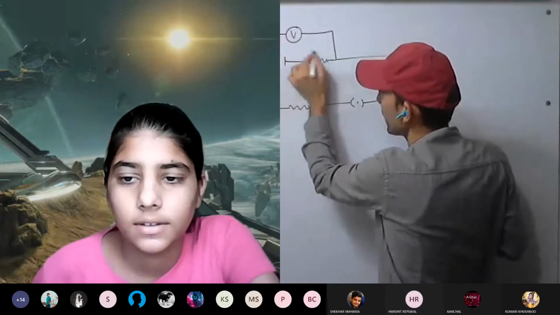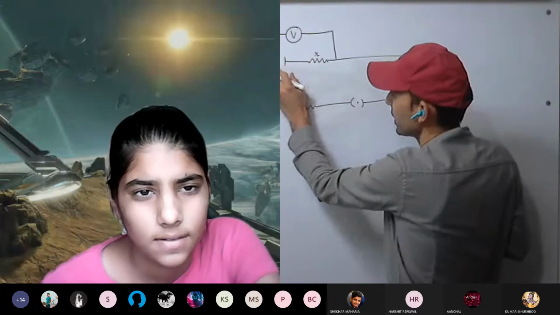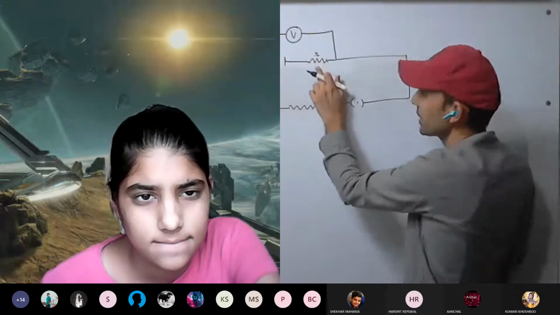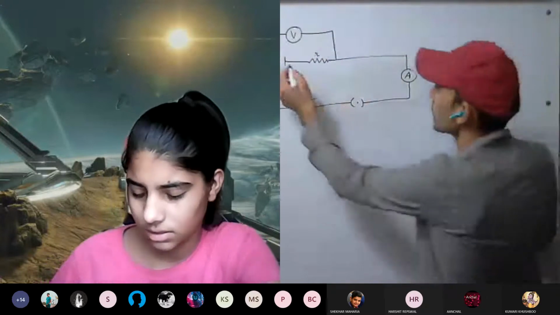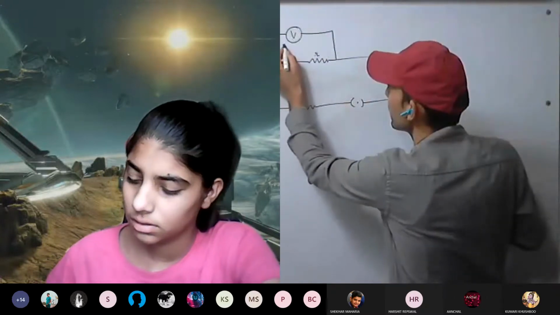Okay. This is our battery. This completes our battery. And this represents the internal resistance of the battery. Okay. So plus, minus, this is our E.